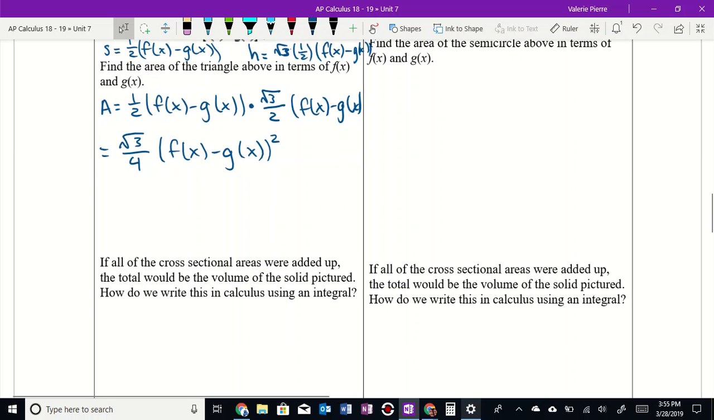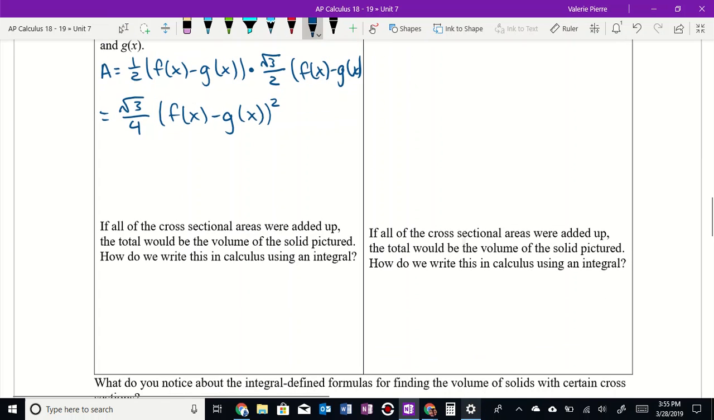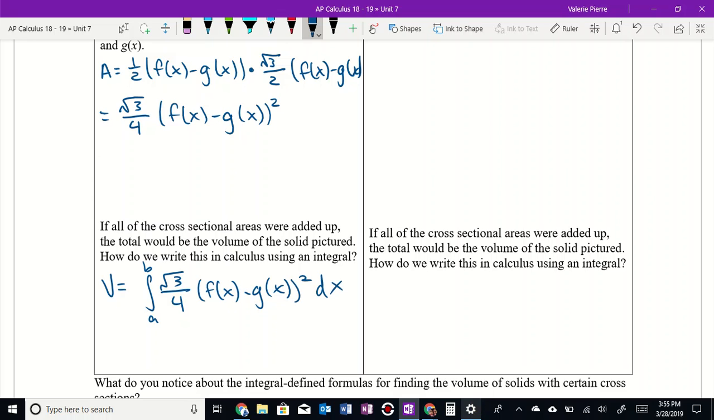So if we add up all of these areas, this would turn into the definite integral from a to b of root 3 over 4 times f minus g of x squared dx, which we can simplify to bring up the root 3 over 4 times the definite integral from a to b of f of x minus g of x squared dx.